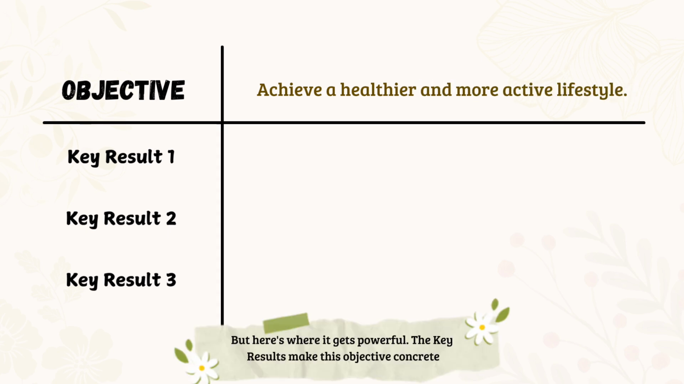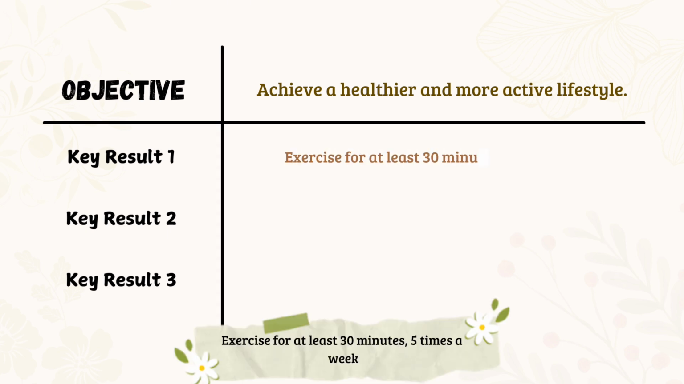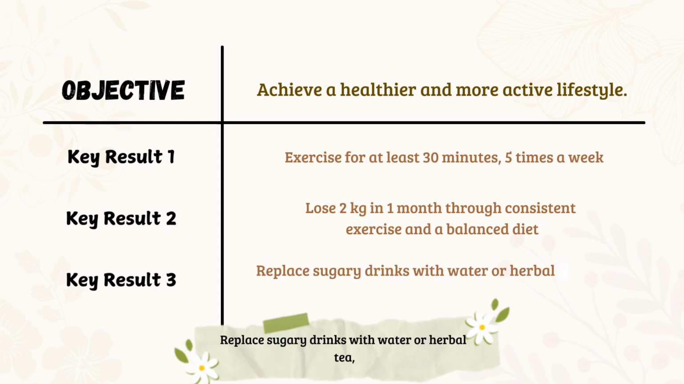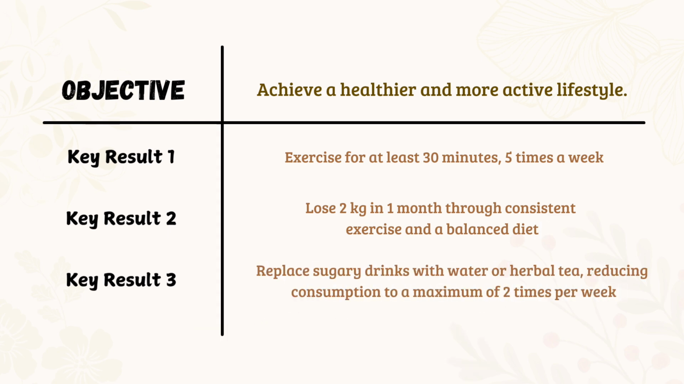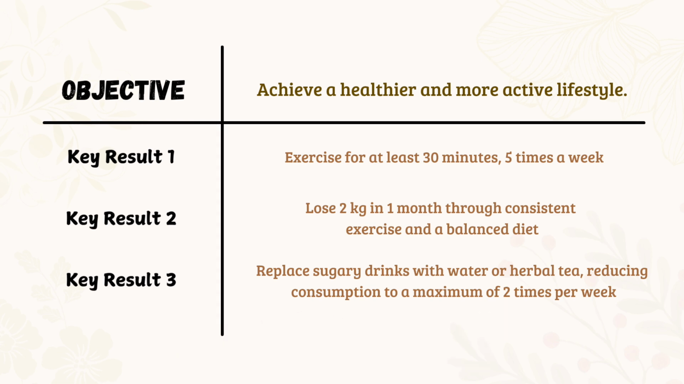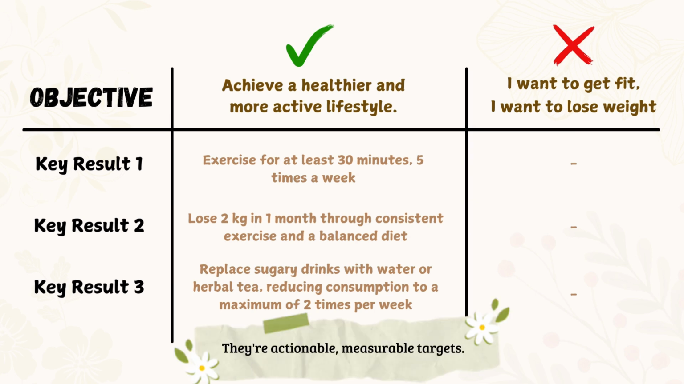But here's where it gets powerful. The key results make this objective concrete. Exercise for at least 30 minutes 5 times a week. Lose 2 kilograms in 1 month through consistent exercise and a balanced diet. Replace sugary drinks with water or herbal tea, reducing consumption to a maximum of 2 times per week. See the difference? These aren't just wishful statements. They're actionable, measurable targets.